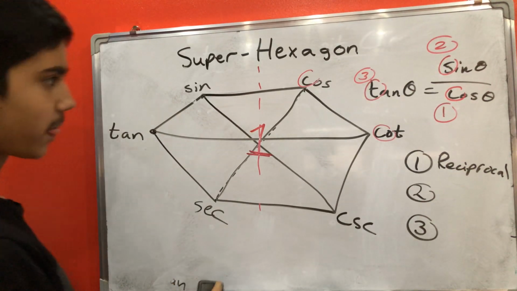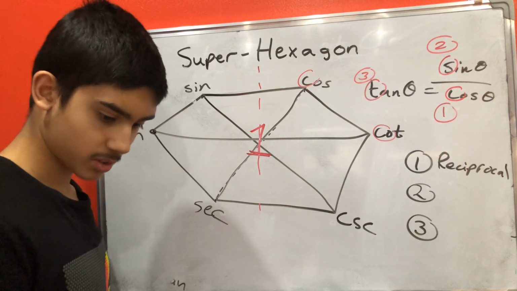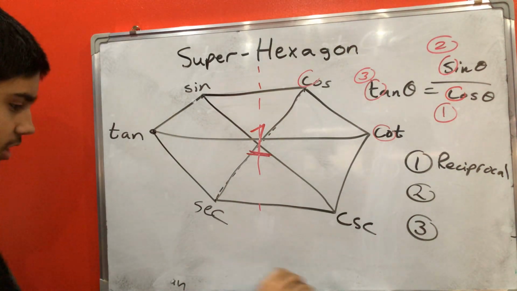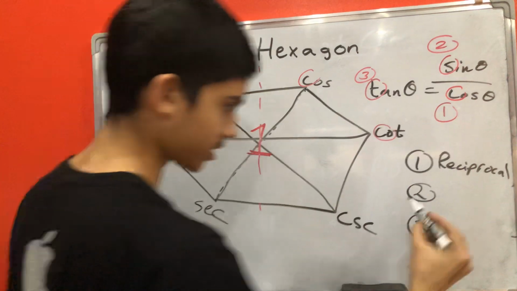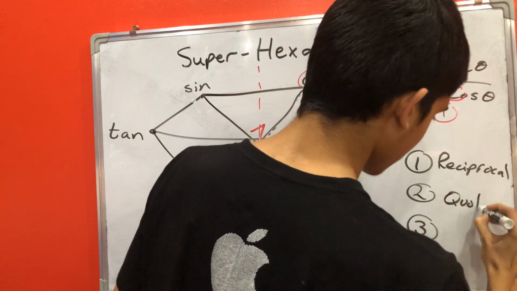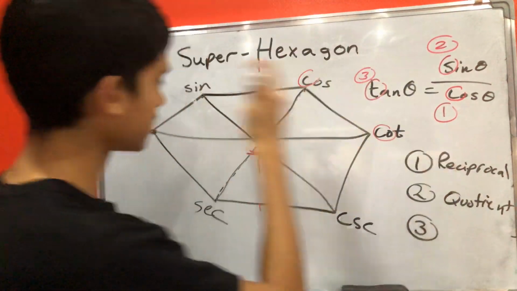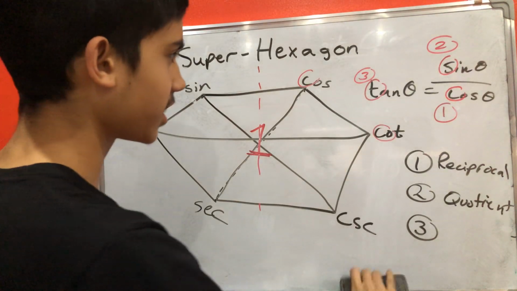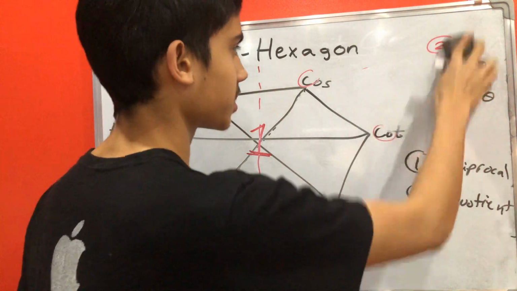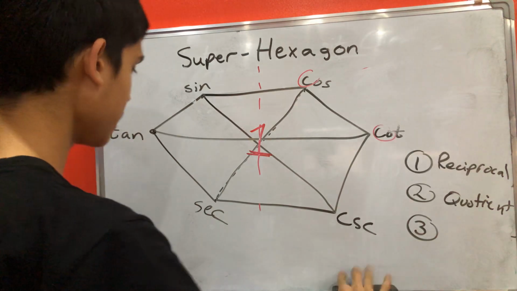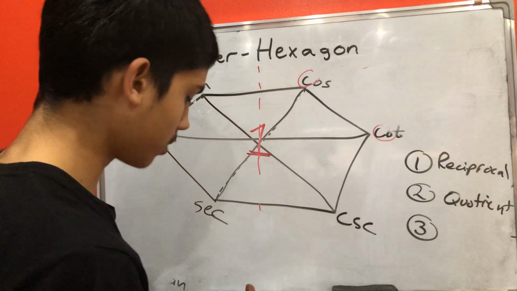What's the second one? The second one is called quotient identity. So what did we use to memorize this entire hexagon? We used a quotient identity. It's tan equals sine over cosine. Tan, sine, cosine. So how does this work?